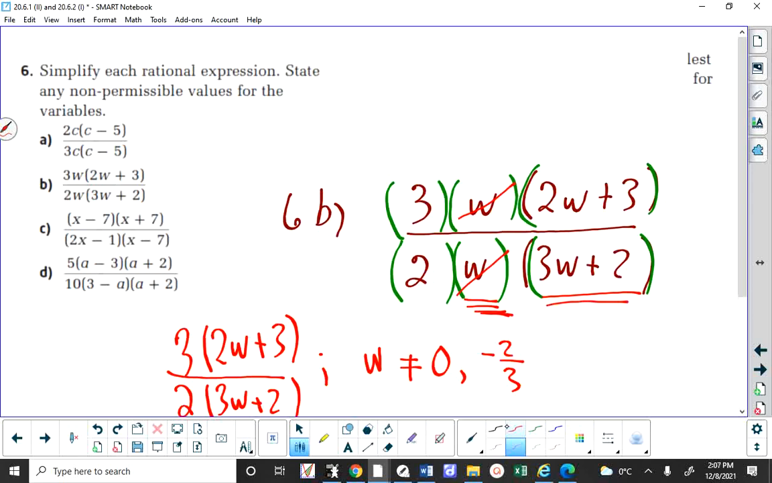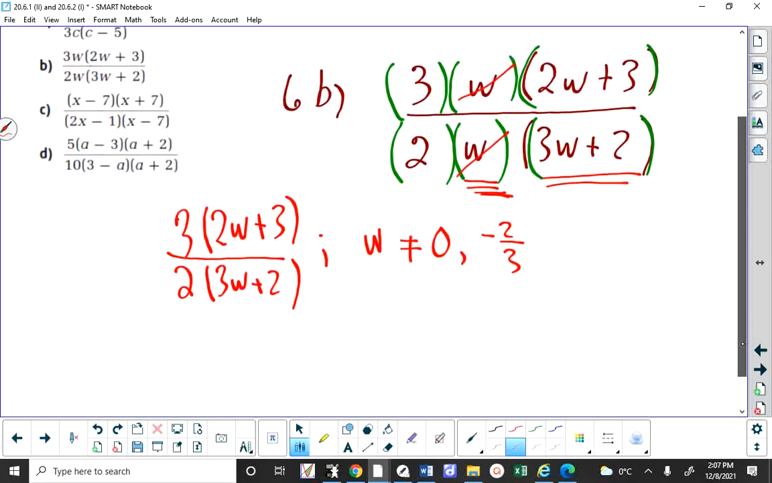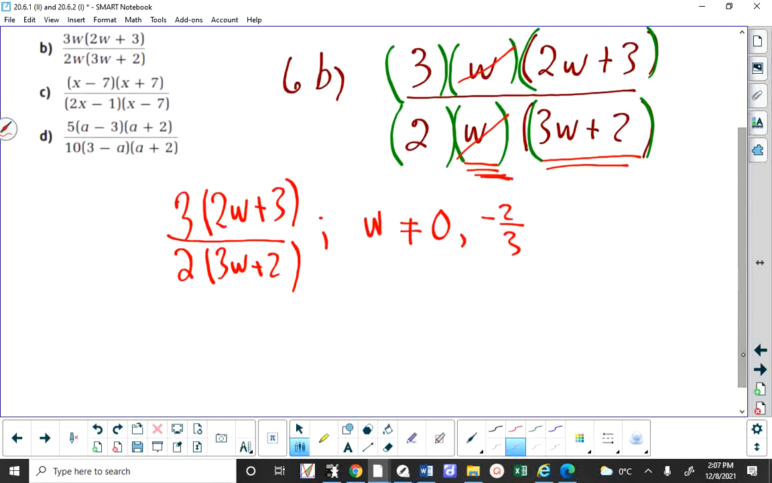And what you're actually doing here, I think by this stage of the game most of you understand how to quickly go from that factor to that non-permissible value. But just in case, what you have to do is write 3w plus 2 is not equal to 0, which means when you solve this, you subtract 2 from both sides and then divide by 3. It's probably something you would want to do on a written response.